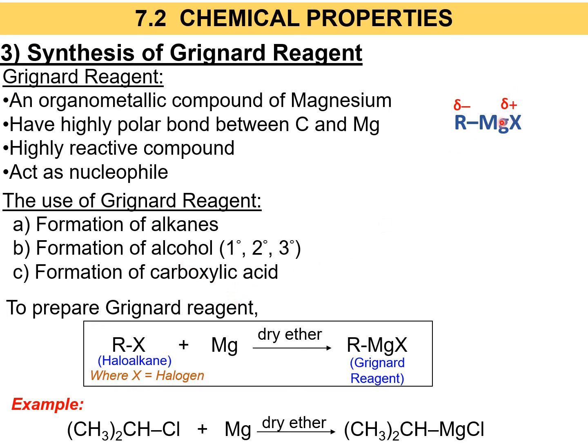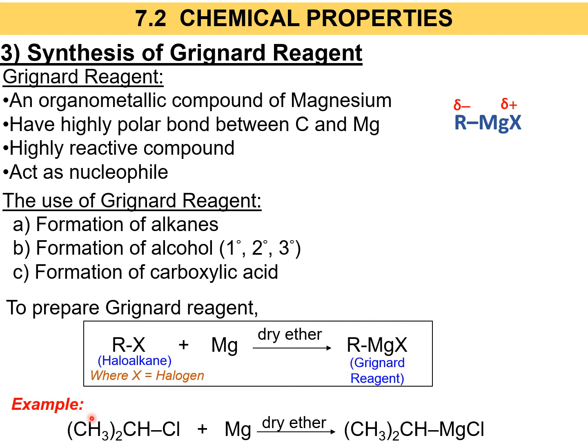How to prepare Grignard reagent? We can prepare Grignard reagent if we have reactant haloalkane, and then the reagent must be magnesium in dry ether. So the product yang kita akan hasilkan ialah Grignard reagent.